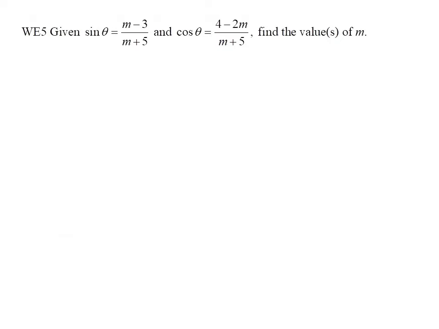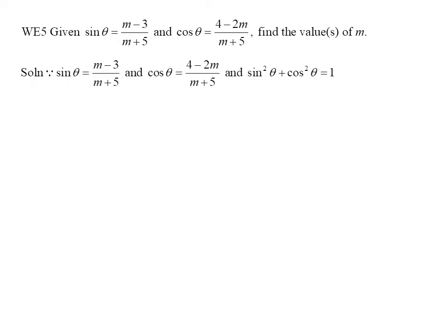Example 5 is to find the value or values of m given that sin theta equals (m minus 3) over (m plus 5), cosine theta equals (4 minus 2m) over (m plus 5). According to the given criteria, we may apply the Pythagorean identity relation to establish an equation with m as its parameter.